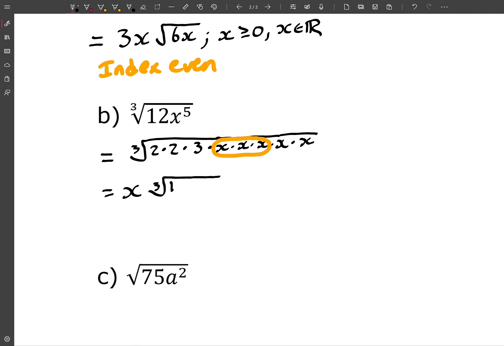The 12 doesn't get to go anywhere. There is no cube root factor of 12. And I'm still left with 2 x's under the radical. Now, because it's a cube root, it actually doesn't matter whether the denominator is negative or positive. It's irrelevant. Also, notice that the x is squared anyway, so even if x was negative, x squared would be positive. So we can just say that x is an element of the real numbers. It doesn't matter if it's positive or negative.